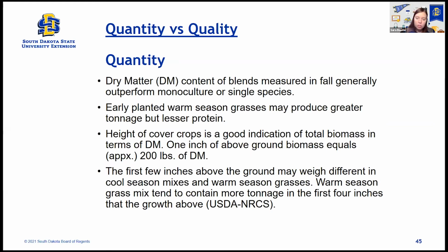So the first few inches above the ground might weigh differently in a cool season mix than a warm season mix because of water weight and different moistures of plants. But warm season grass mixtures tend to contain more tonnage in the first 4-ish inches than the growth above. And when you think about some of our warm season crops, that can probably make sense based on stem ratio and things like that. So just some basic info on looking at the quantity versus the actual quality.